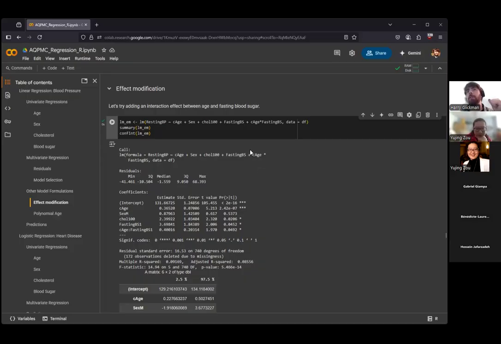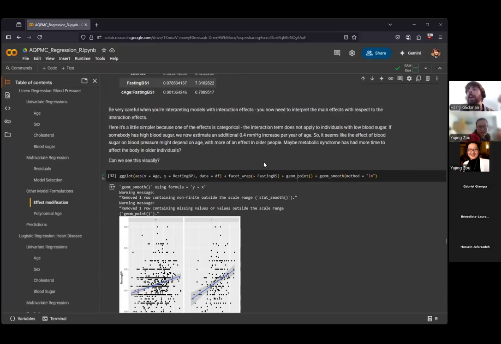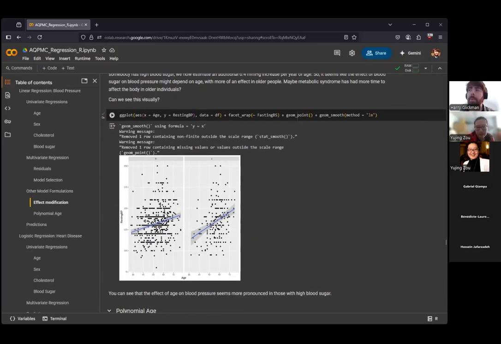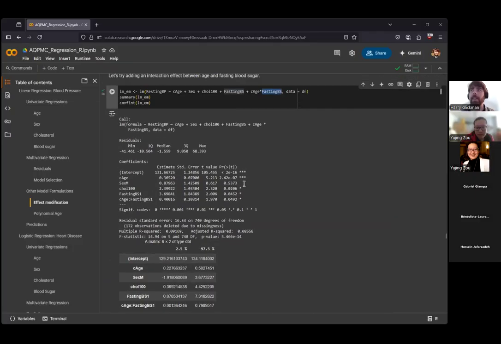So this should be a priori. Like it should be that you think ahead of time there's going to be some interaction between these variables. I actually didn't do this a priori. I played around until I found something nice that I could show you where there is an interaction. So yeah, only do this if you think a priori that there's going to be.